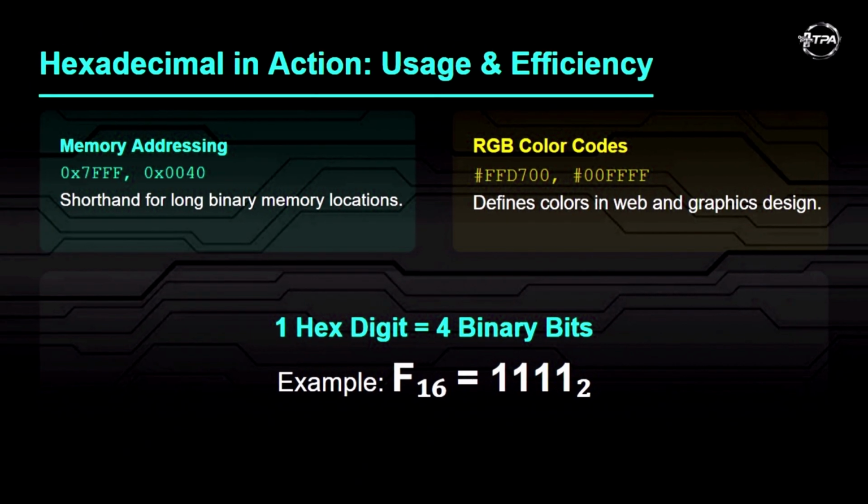Hexadecimal usage. Hexadecimal is used in many real applications. Memory addresses inside computers are written in hexadecimal. Web designers use hexadecimal RGB color codes. One hexadecimal digit represents 4 binary bits. For example, hex F equals binary 1111.